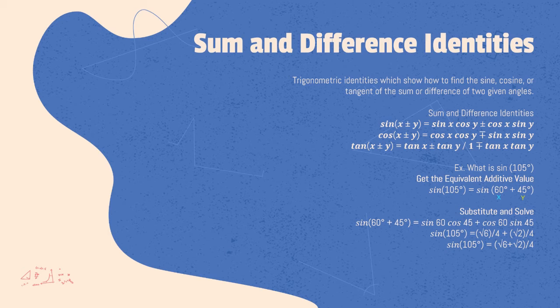So next step is to substitute and solve. The formula that we're going to be utilizing for this one will be this. So we have 60 for our x and 45 for our y. So we're going to substitute that, and so now we have sine of 60 degrees plus 45 degrees is equal to sine 60 cosine 45 plus cosine 60 sine 45. So simplify that, and we will end up with our final answer, which is sine 105 degrees is equal to the square root of 6 plus 2 over 4.